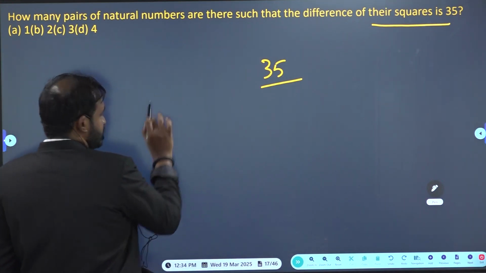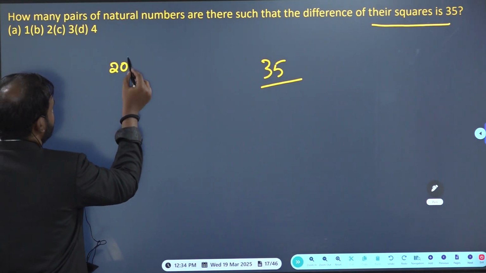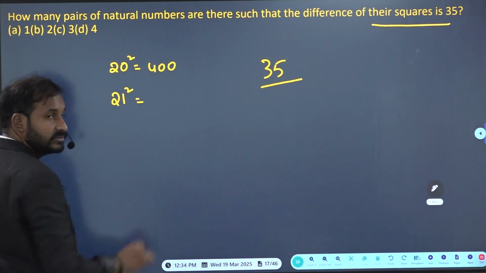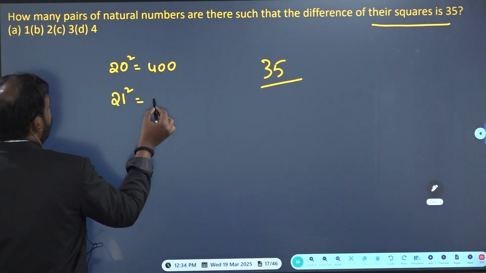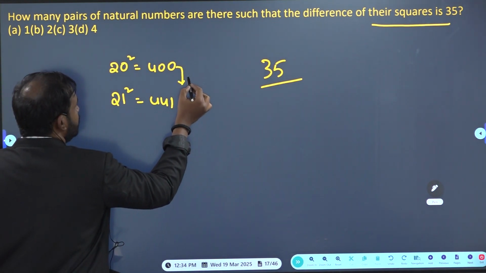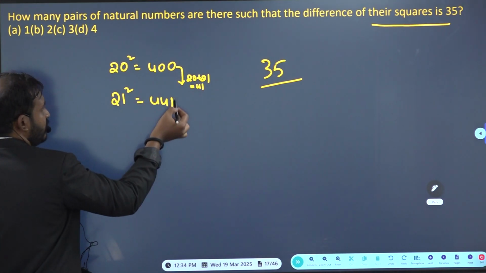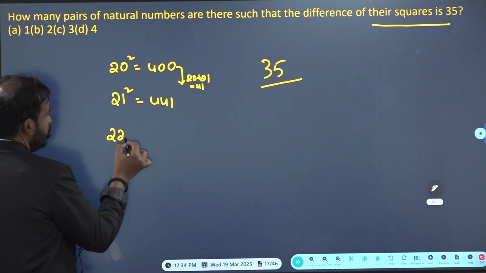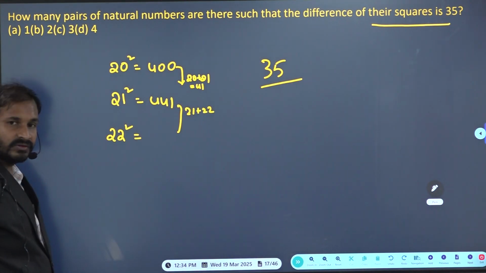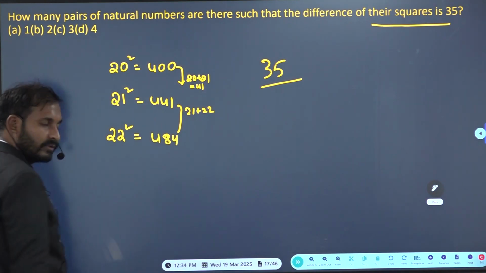Please observe here, students. Usually how the squares will be defined is, for example, 20 square is what? 400. 21 square is what? 441. We all know it, but in general terms what we can do is, you can add 20 plus 21 to this, which is 41. Next, if I want to write 22 square, I should add here 21 plus 22, which is 43. If you add 43 to 441, it becomes 484.